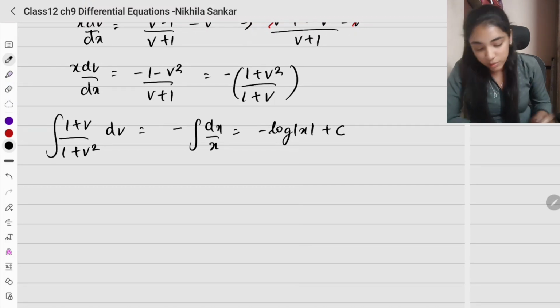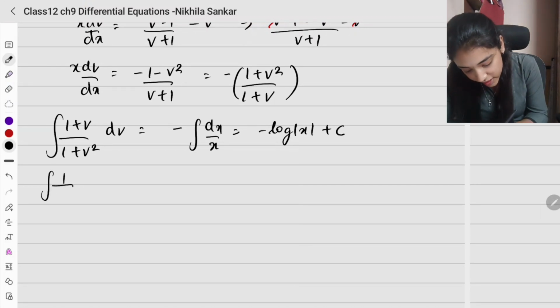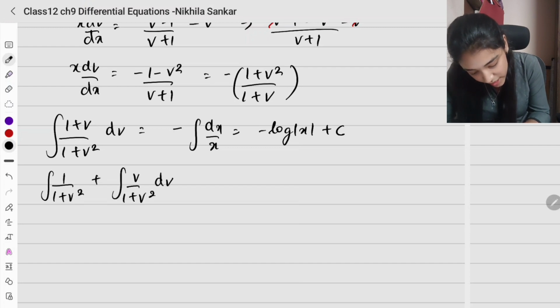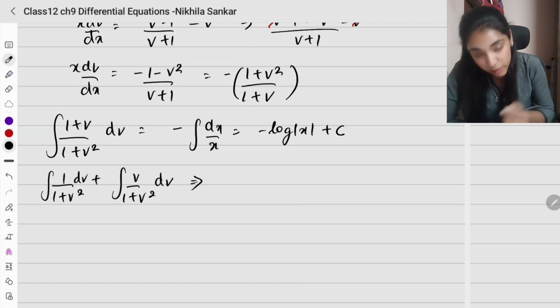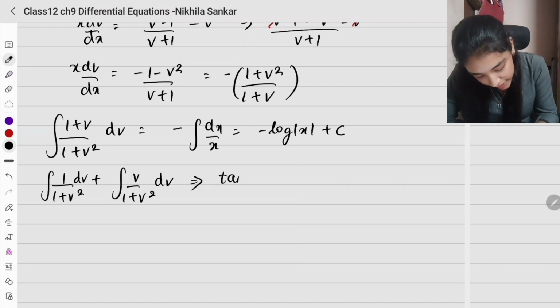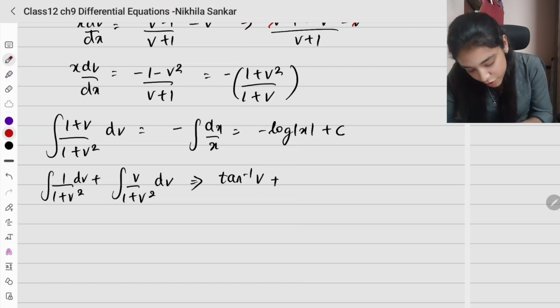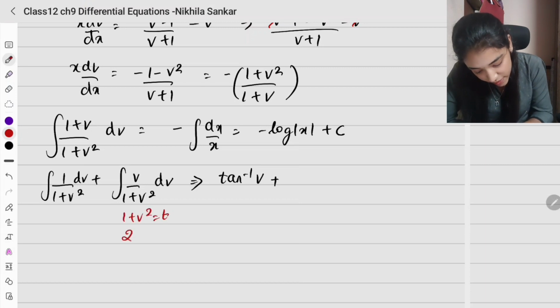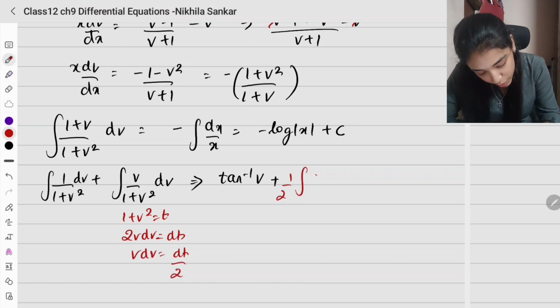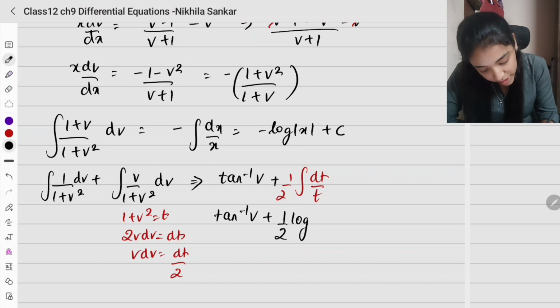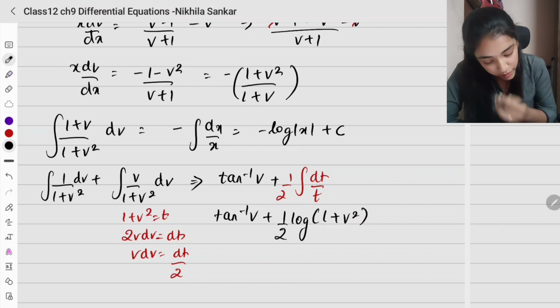இப்போ left hand side integrate பண்ணா என்ன கிடைக்க போகுது? I'm going to split it like this: 1 by (1 plus v square) plus v by (1 plus v square), into dv. So I'm going to solve the left hand side first. So I'll have tan inverse of v plus, இது substitution method la போட்டா 1 plus v square is t, 2v dv is dt, v dv is dt by 2. So this is going to give me integral 1 by 2 வெளியில எடுத்துட்டு dt by t போட போறேன். So I'll have tan inverse v plus half log mod t, where your t is 1 plus v square.